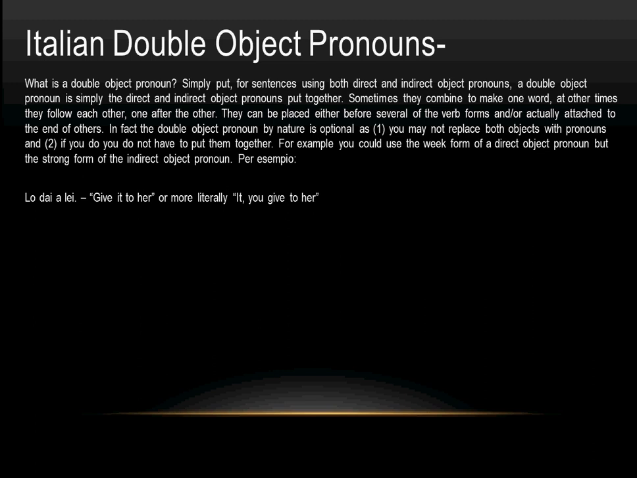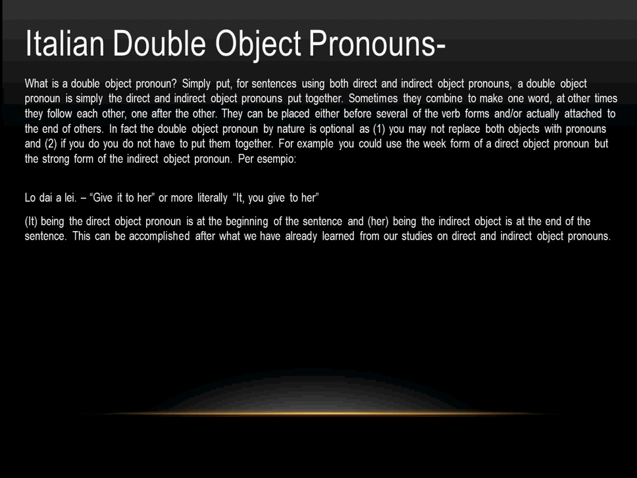lo dai a lei, give it to her. Or more literally, it, you give to her. It, or in this case, lo, being the direct object pronoun at the beginning of the sentence, because it's the weak form, lo dai a lei. And her, lei, in this case, a lei, because you have the preposition with the strong form of the indirect object pronoun, which is at the end of the sentence. This we've already learned how to do. This can be accomplished with what we've already learned from our studies independently on direct and indirect object pronouns.